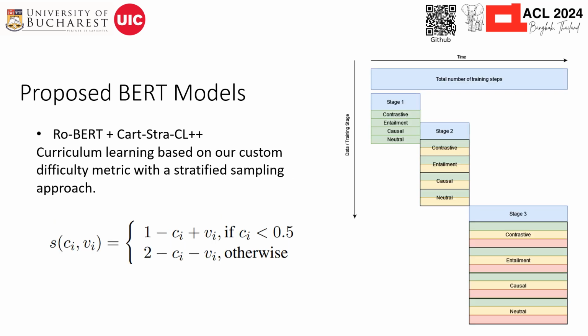Our final novel model is the one that obtains the highest score across the benchmark. We combine our custom difficulty metric with a stratified sampling approach. In one of the earlier slides, we observed that the contrastive and entailment data points do not appear in the easy-to-learn difficulty split, meaning that the model is not exposed to them early. In our technique, by applying stratified sampling, we make sure that we have data points from contrastive and entailment in all of the training stages. This allows the model to be exposed earlier to the data and to accustom itself ahead of time with all of the classes.